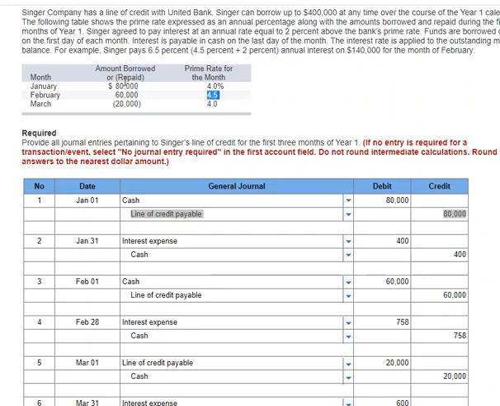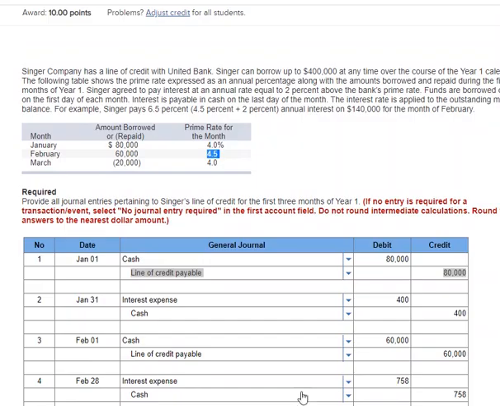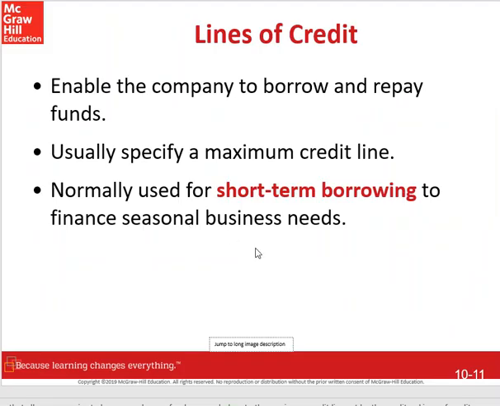But that's for a whole year. I just need to pay for 1 month. So again, I take 1/12 of that, and I come up with $758 rounded. So we have to pay out $758. We debit interest expense and credit cash. I'll let you go ahead and do March on your own for the homework. That will conclude our line of credit, and I hope gives you a better idea of how to manage that in terms of borrowing the money, paying the interest, and then the journal entry aspect of it.